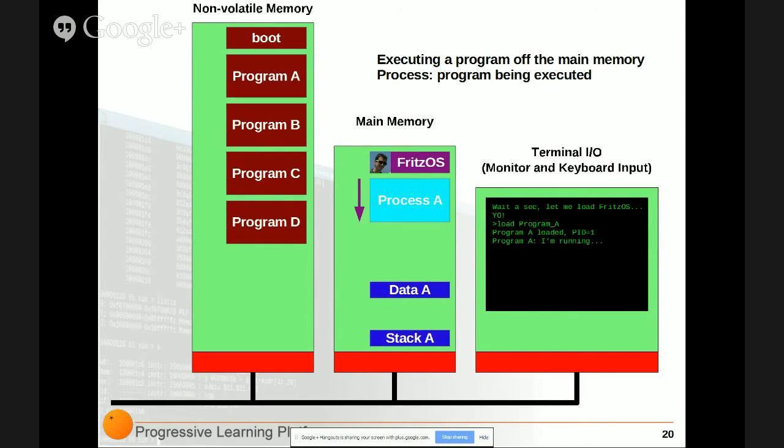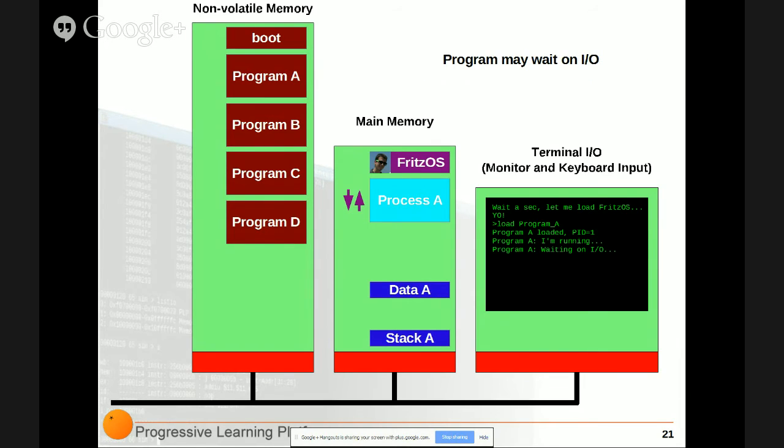Now the OS starts executing, so it jumps to process A, and it's running. Now what happens if process A is waiting on I/O? Let's say it's waiting for the user to press a key. When process A is waiting for I/O, can we use the CPU cycles more efficiently?